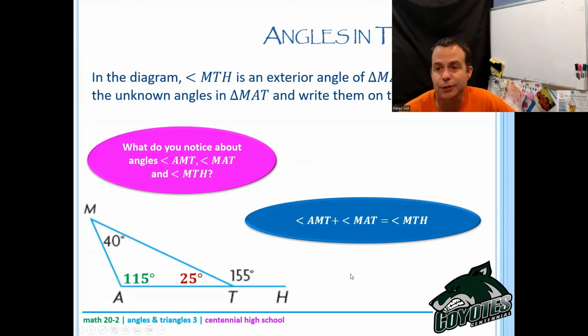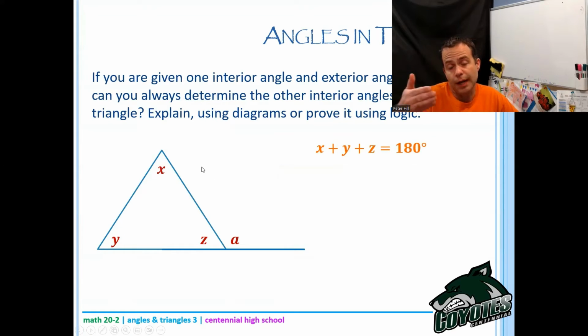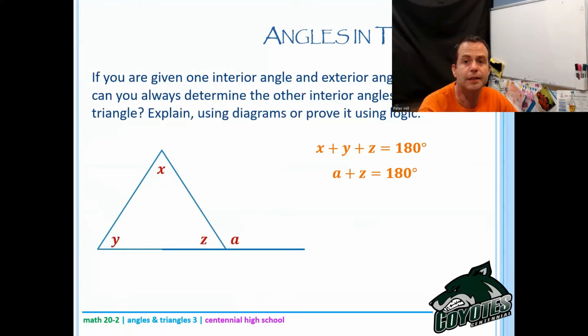Now, in a minute, we're going to ask you to do that in words. But first, let's just see if it works all the time. When we like to prove things, we don't like to use just one example, right? We like to do it for all possible situations. So let's take a look at this drawing here, where now I've just labeled everything as X, Y, Z, and angle A is my exterior angle. I know that X plus Y plus Z has to equal 180, because those are three angles inside the same triangle. All angles in a triangle have to add up to 180. I also know that Z plus A has to equal 180 because it forms a straight line.